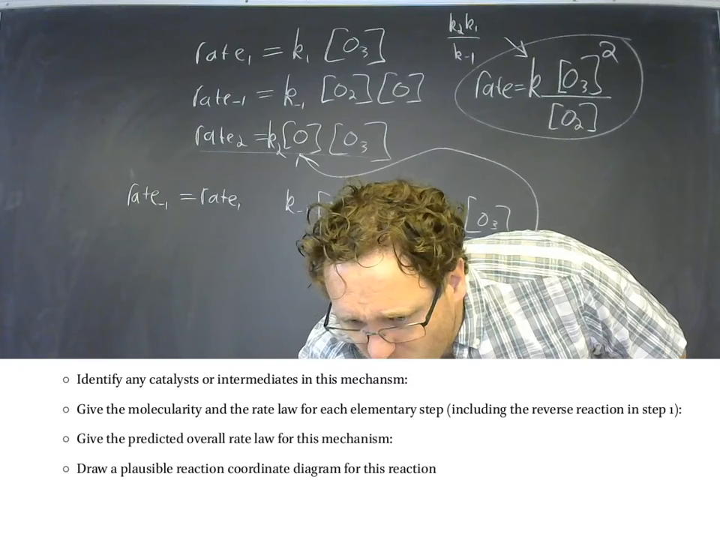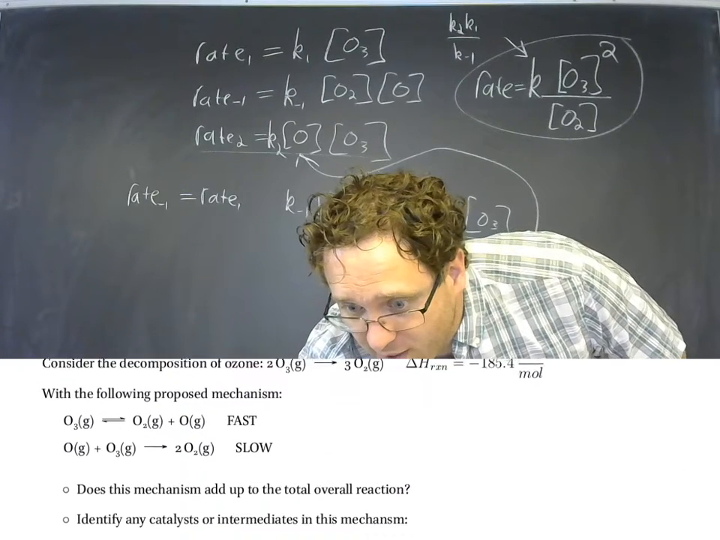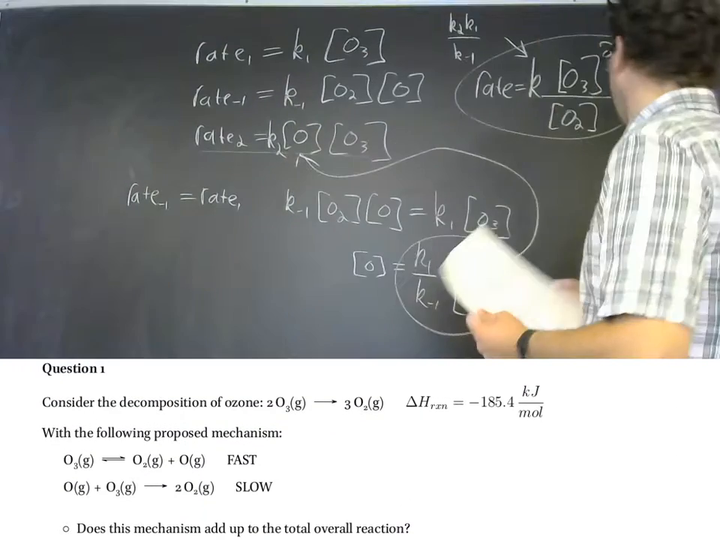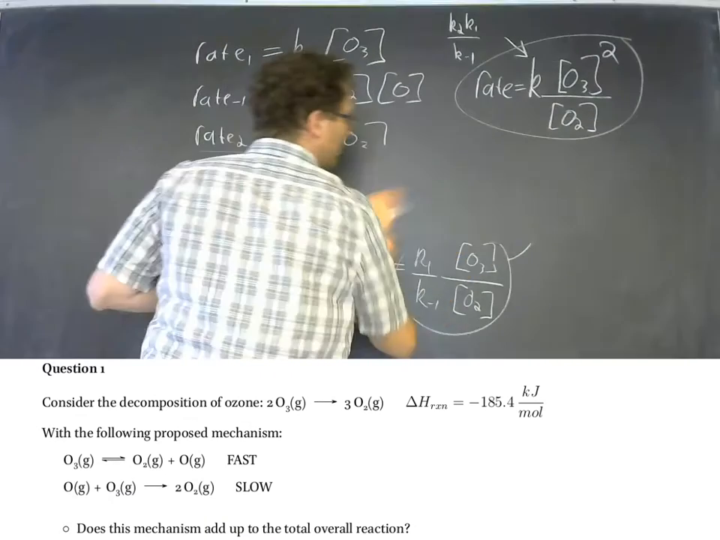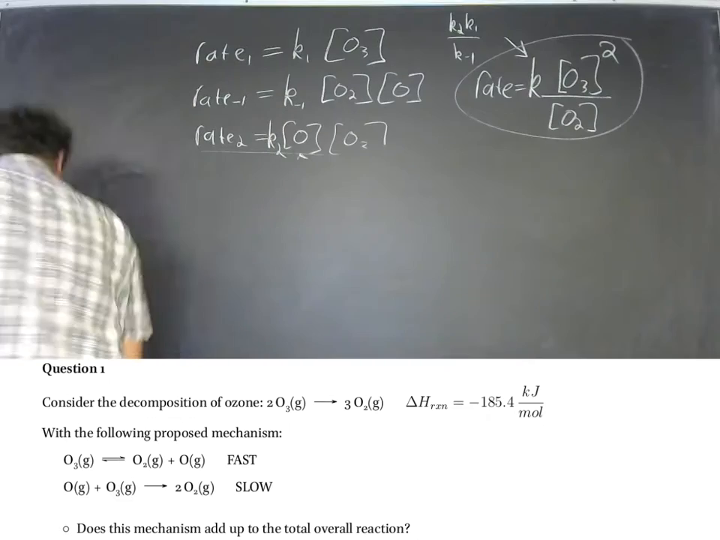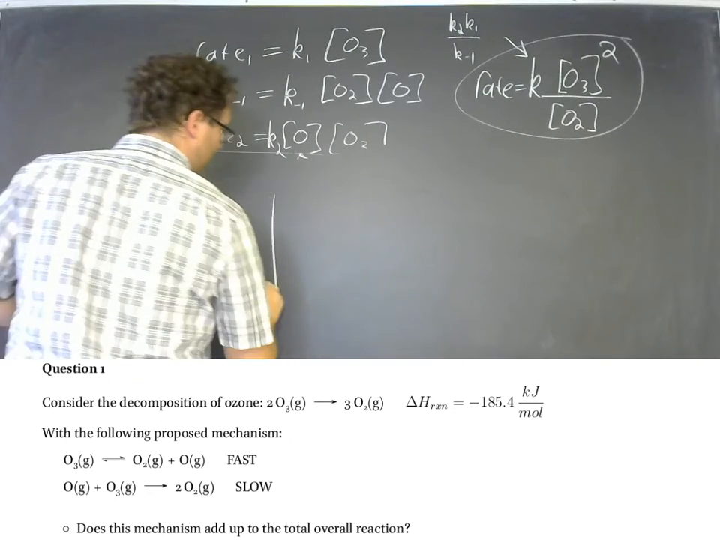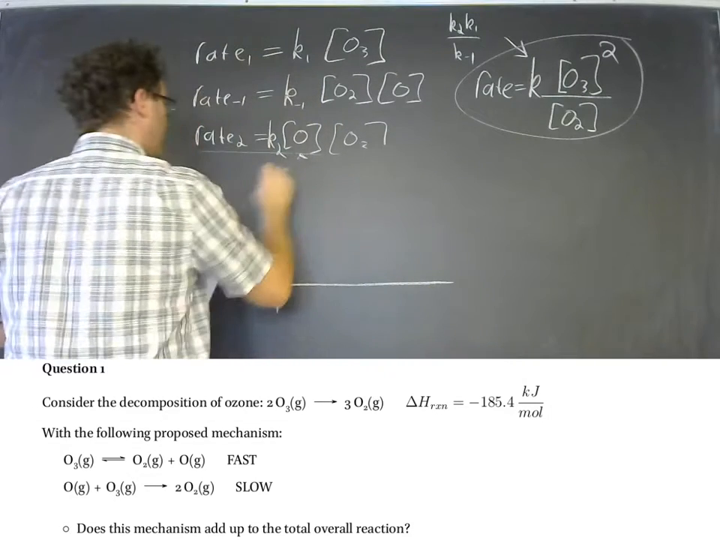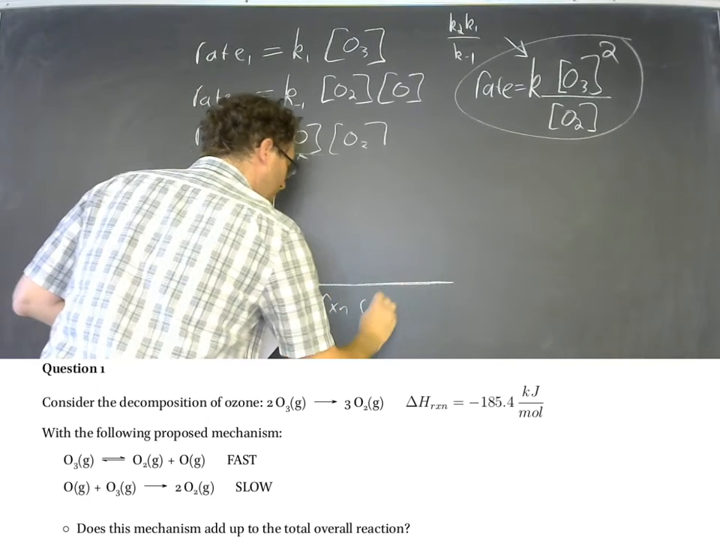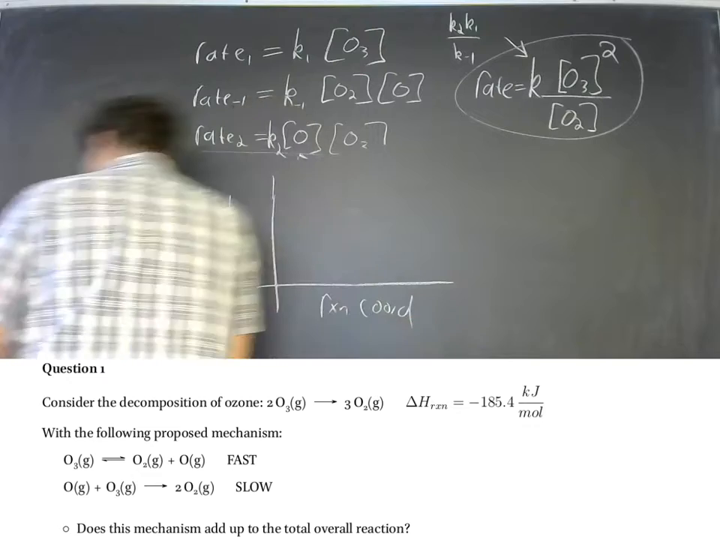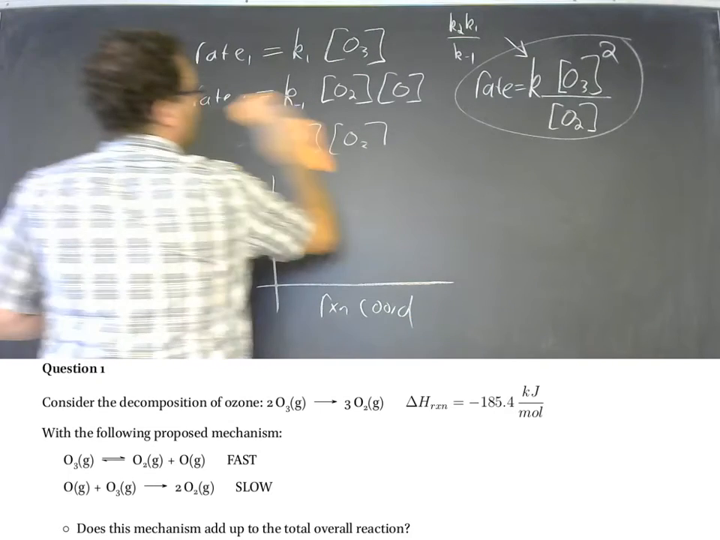Okay, and draw a plausible reaction coordinate diagram. So, let me erase some space here. So in order to be plausible, we need to include a couple of particular elements. We'll have H on this axis and the reaction coordinate on the other axis. And I want to give myself a little bit more room.